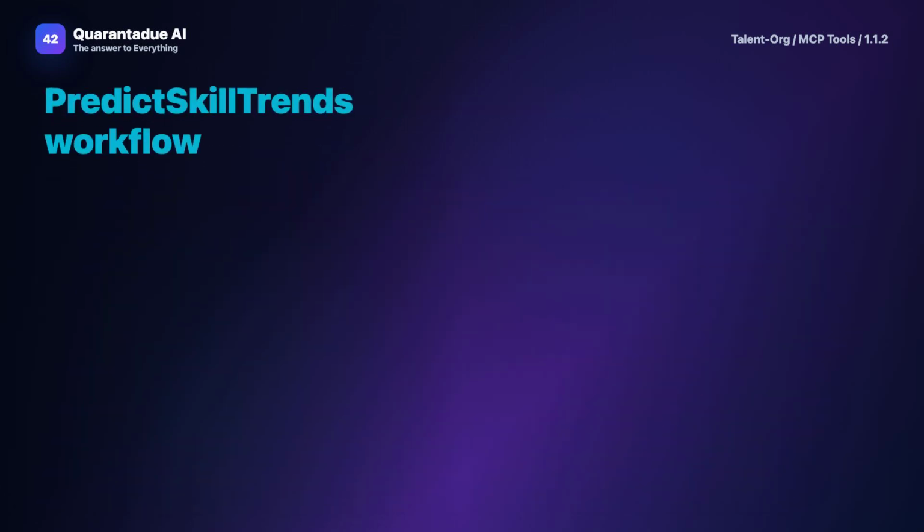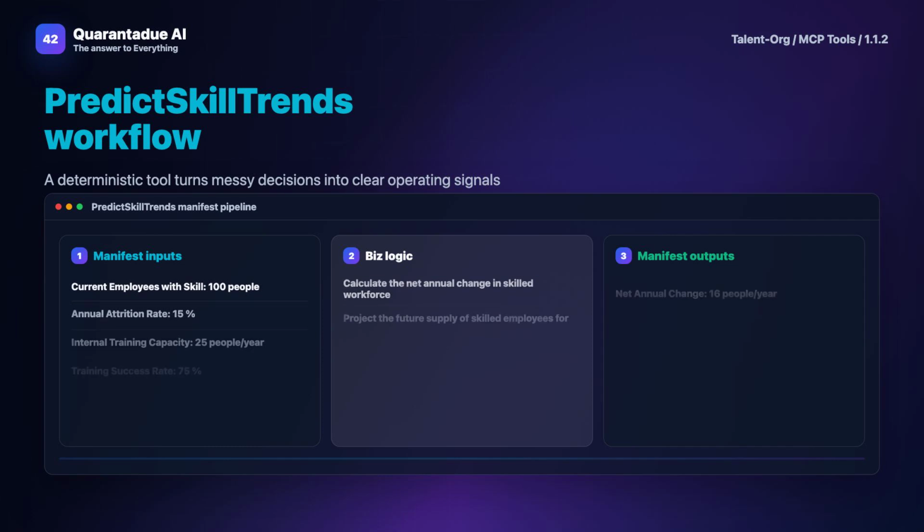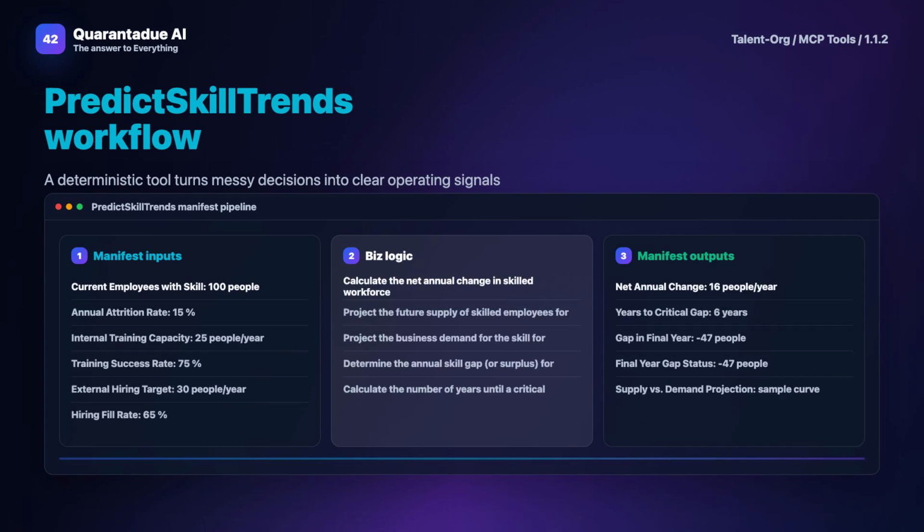Project the future supply of skilled employees for each year by starting with the current supply and adding the net annual change cumulatively over the projection horizon. Project the business demand for the skill for each year by applying the compound business growth factor to the current supply over the projection horizon. Determine the annual skill gap or surplus for each year by subtracting the projected supply from the projected demand.